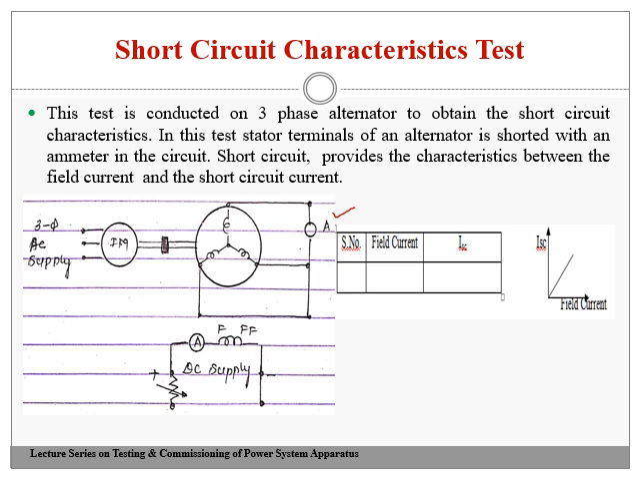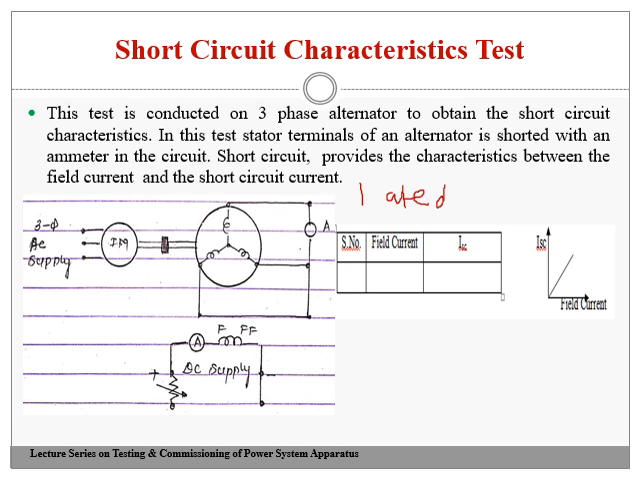Then afterwards the procedure is simple, that is go on exciting, or maybe increase the field current, until this ammeter shows the full load rated current of an alternator, until the rated current of the alternator is obtained in this ammeter.